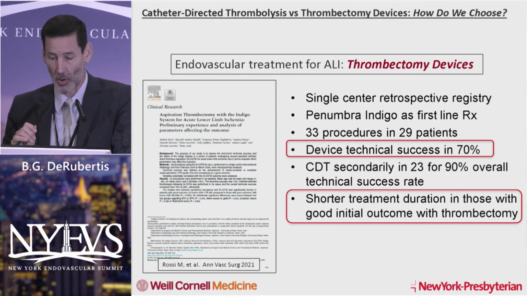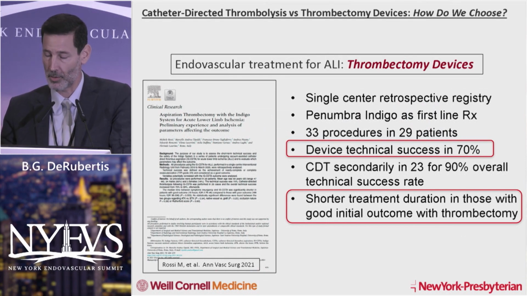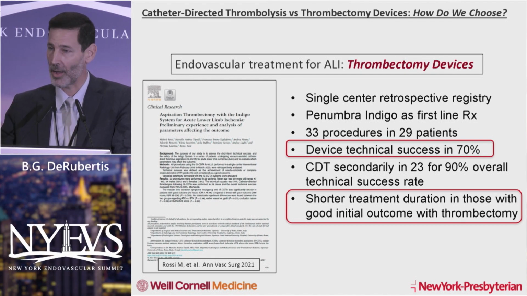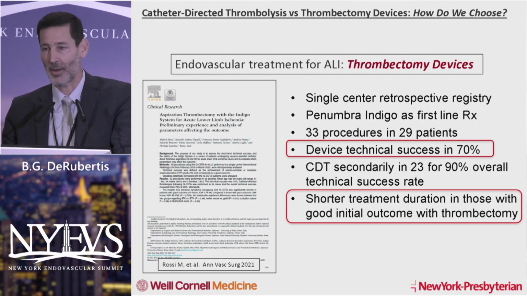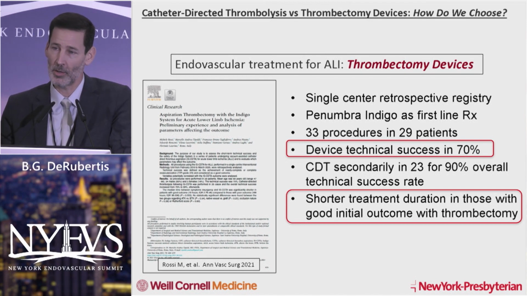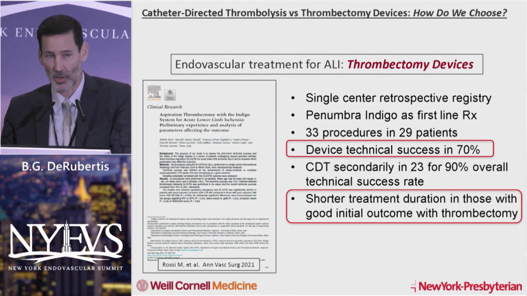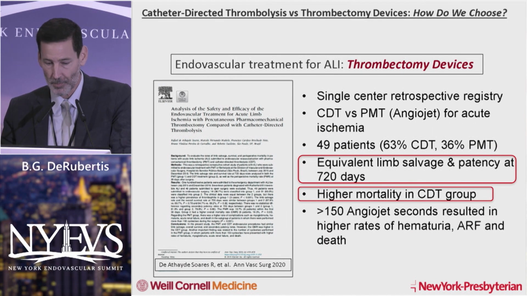This is a small single-center study, an early study of the Indigo device. Technical success in 70%, and shorter treatment duration in those patients who had a good initial outcome with thrombectomy. And this is generally how I use these devices. For anything that I think I might be able to clear in one setting, I'll go ahead and use one of these aspiration catheters. Try to get a single session procedure accomplished, and if that's not successful, then we sometimes drip overnight to clean up the residual.